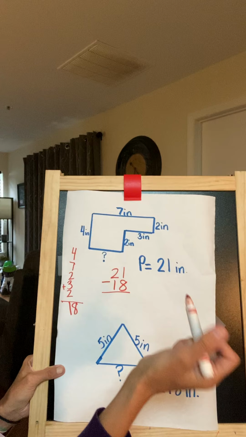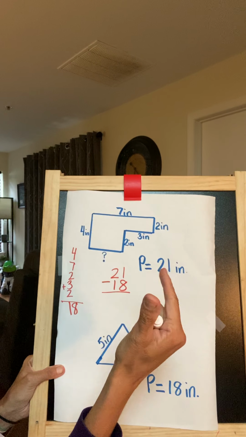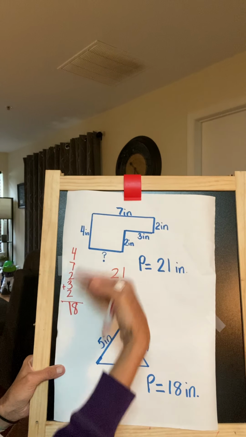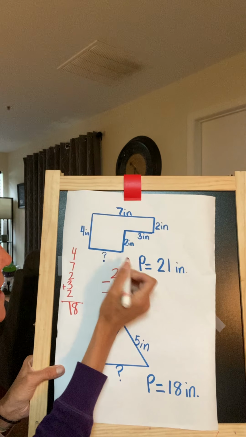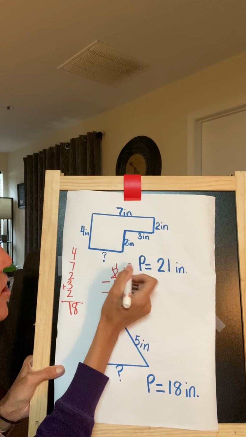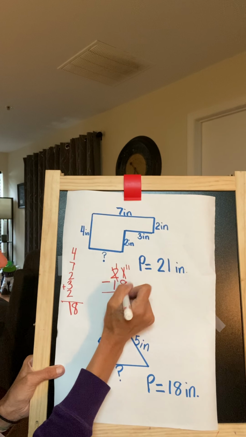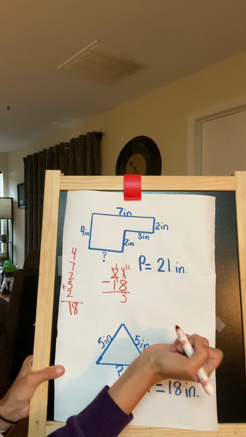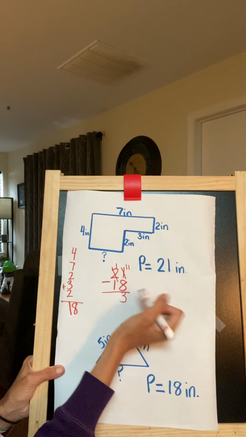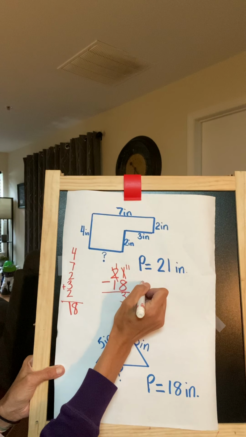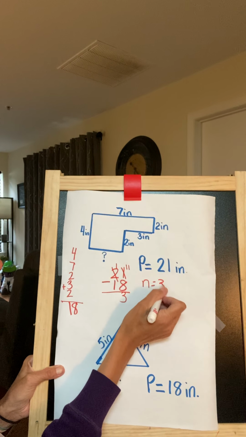And I could do this 2 ways. I could say 18, 19, 20, 21, right? Or I could sit here and subtract. 1 minus 8, we can't do that, so we exchange. That becomes 11. 11 minus 8 equals 3. 1 minus 1 is 0. My answer is 3. So my missing piece, boys and girls, I'm going to say n equals 3.